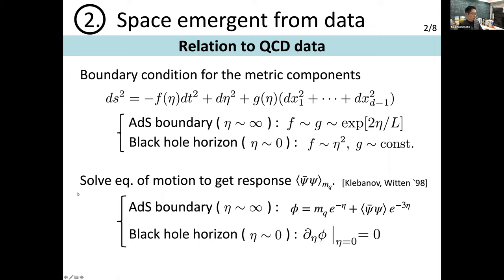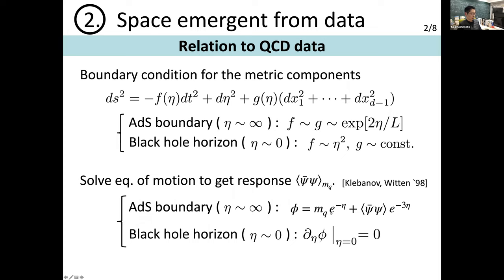And under these conditions, we have a dictionary of a bulk scalar field and the quark condensate. According to this old paper by Klebanov and Witten, we solve the equation of motion of this scalar field in this background to get this response function. So how can I get it? At the AdS boundary, this equation of motion of the scalar field has two solutions. Since this operator has dimension 3, we have a fixed mass in the bulk. So the coefficient in front of this normalizable mode is the quark condensate, and the non-normalizable mode is the quark mass. So this is the dictionary.